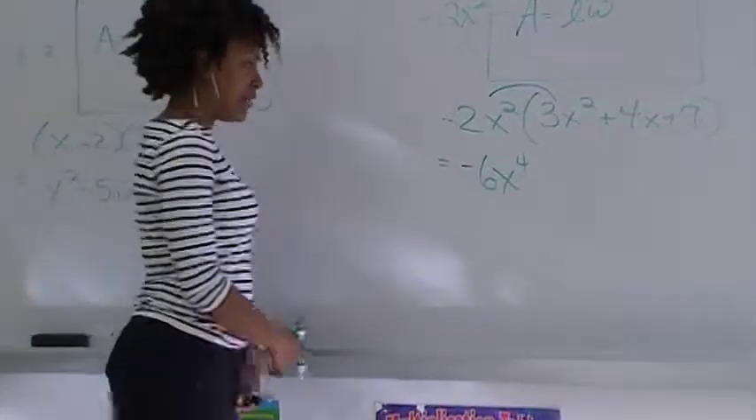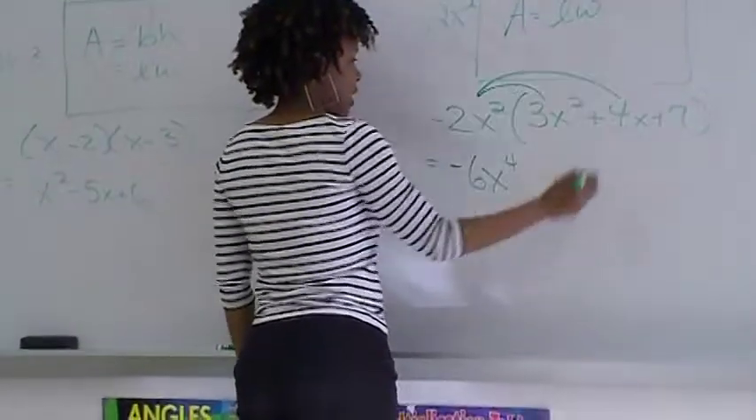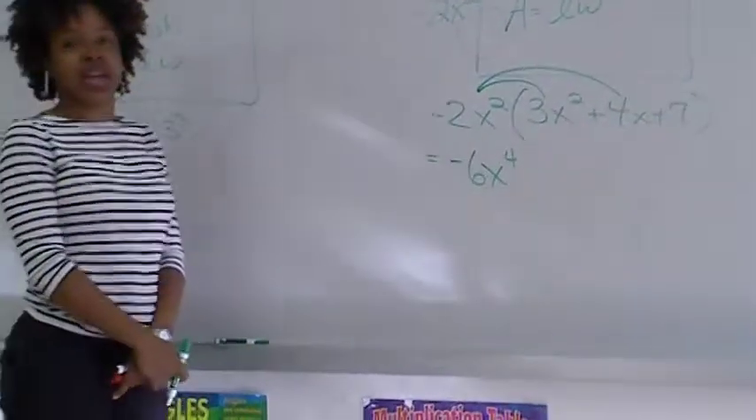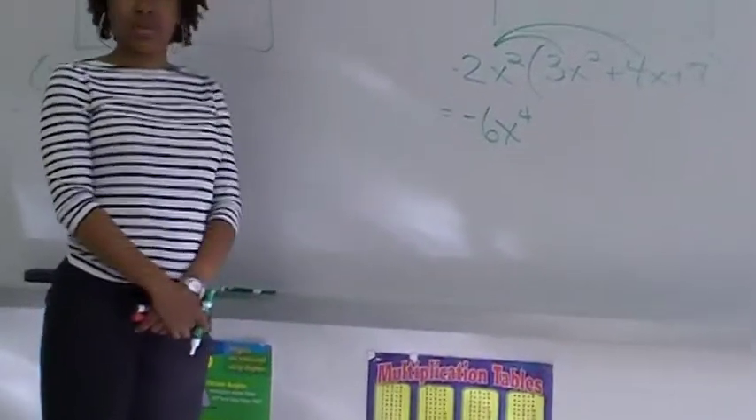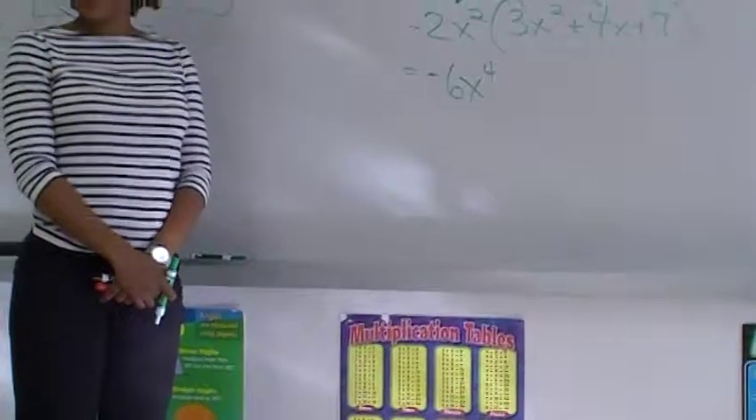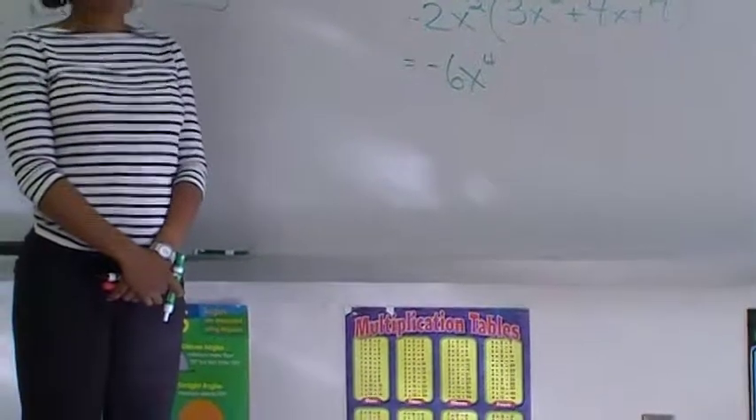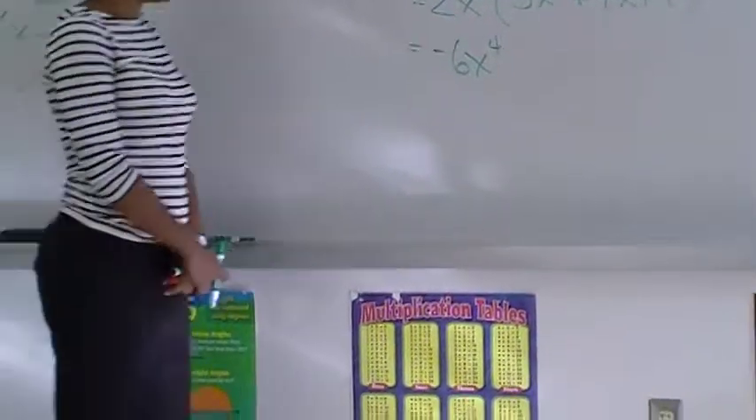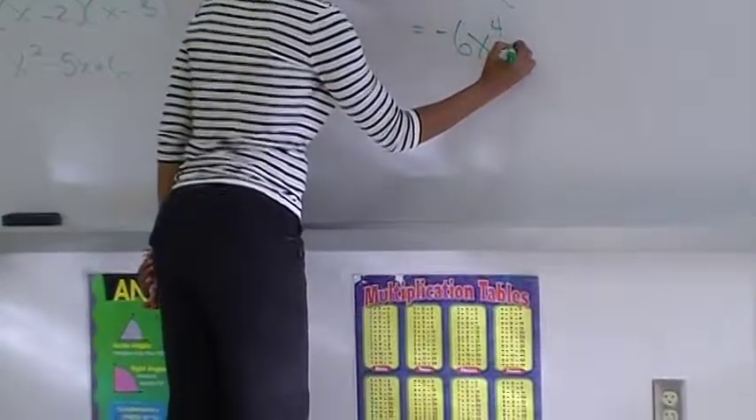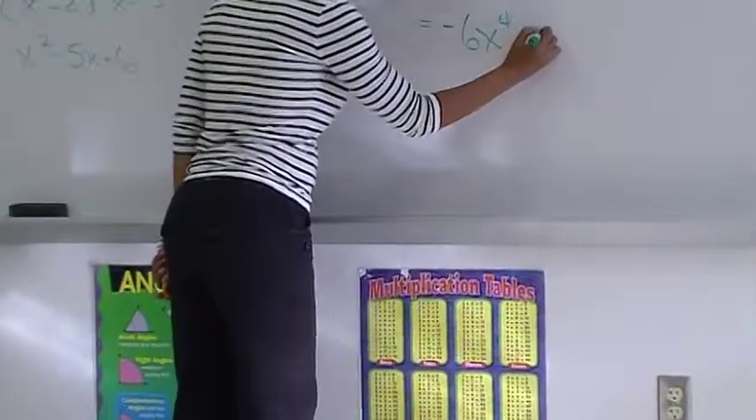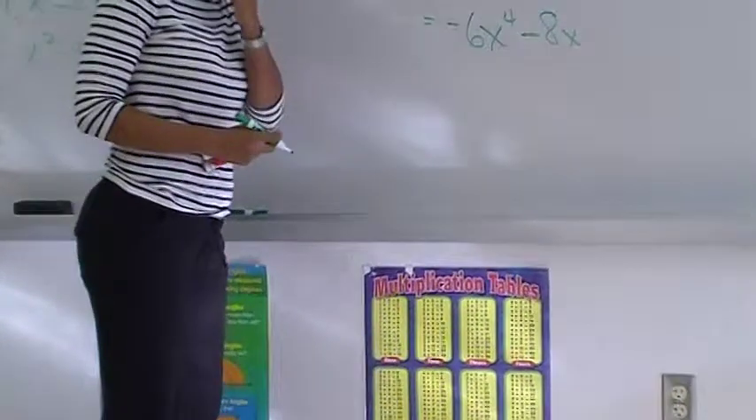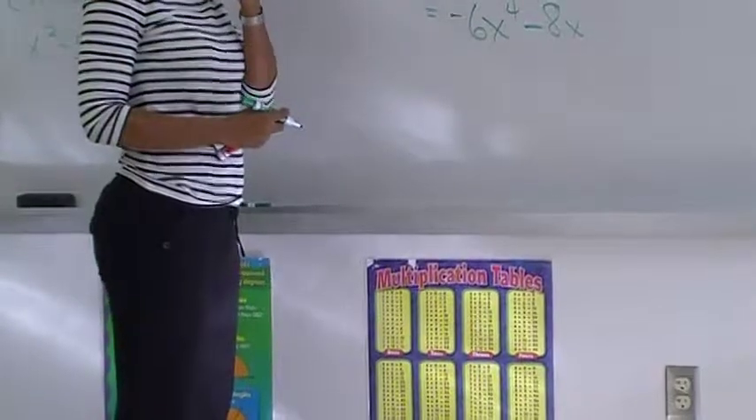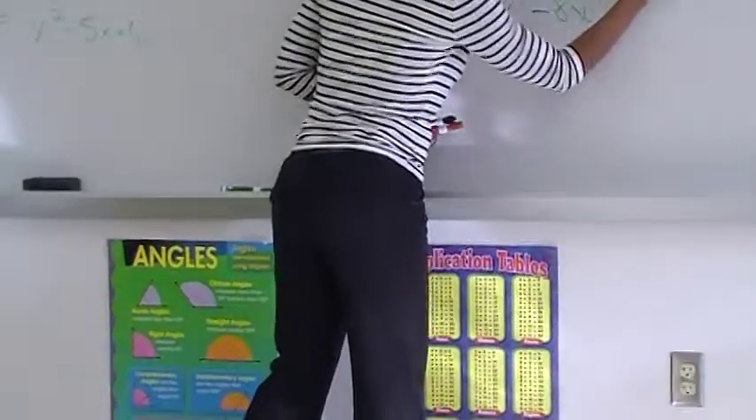Alright, and then you have negative 2x squared times 4x. Anybody raise your hand? Negative 8x. Okay, so what should I write? Negative 8x squared? Minus, right? 8x. x squared times x is what? Remember, there's an invisible 1 here. x to the 3rd. You got to add the exponents.